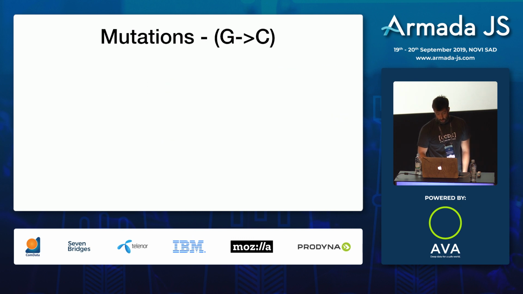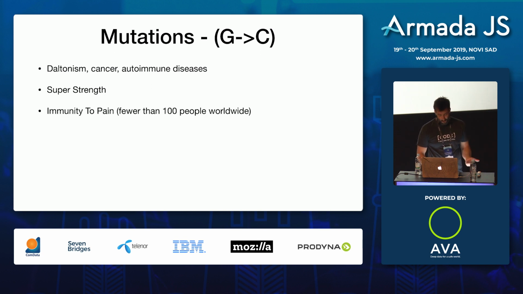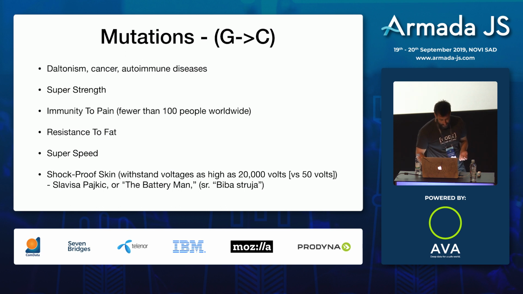So let's talk about mutations. Unfortunately, they cause Daltonism, cancer, or autoimmune disease. But they can also cause super strength, immunity to pain, resistance to fat, super speed, or shock-proof skin, which could withstand voltage as high as 20,000 volts. I mean, regular people will be fried at 50 volts, and we have a local guy called Slaviša Pajkić, the battery man, or Biba Struja. He has this mutation.